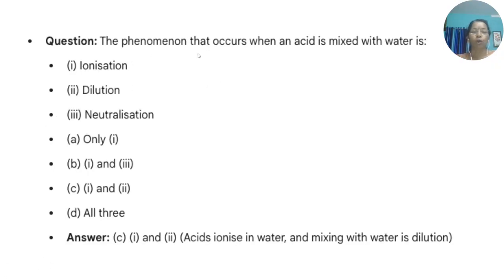Next question. The phenomenon that occurs when an acid is mixed with water. Okay, is ionization, dilution, neutralization. Only 1 and 3, and only 1 and 2, all 3. So we know an acid mixed with water, it ionizes, and mixing of acid with water is called a dilution. So it is 1 and 2. So the answer is option C, 1 and 2.